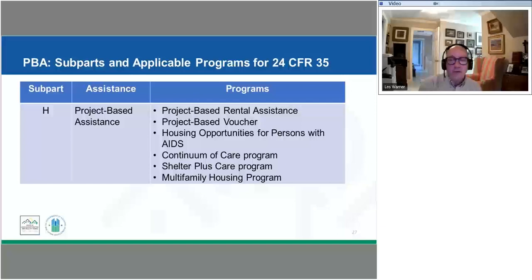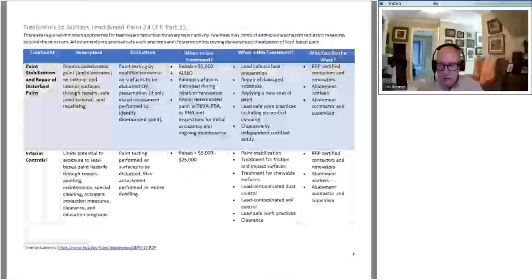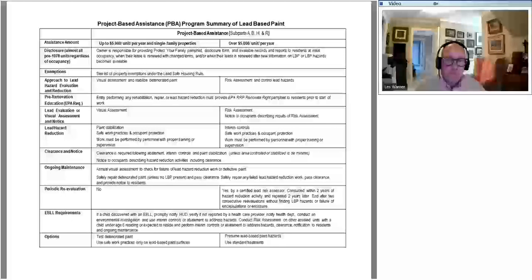Okay, so there's a question, and this goes to the crux of a lot of yesterday's questions. How do we determine how much assistance they will receive? How do we determine if it's up to or over? So the way this calculation is made, and Chris, if you go to the subpart chart, or if you want to hand over control. There we go. All right.